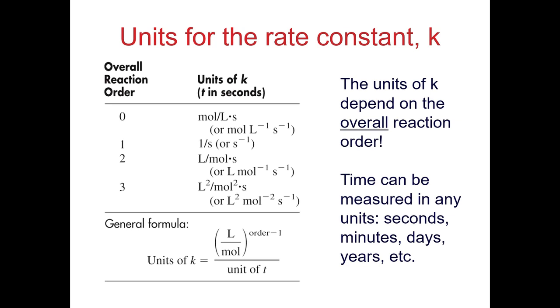Rate constant K has units based on the concentration units, time units, and the overall order of the reaction. So this chart shows you overall order of the reaction being 0, 1, 2, or 3, and what the units of K would be. Now these units assume that rate is in molarity per second, and concentration is molarity. So if our overall order of reaction is 0, remember then our rate is equal to K. Rate has units of molarity per second, so our K would have the same units.